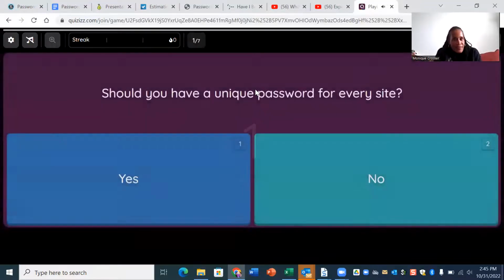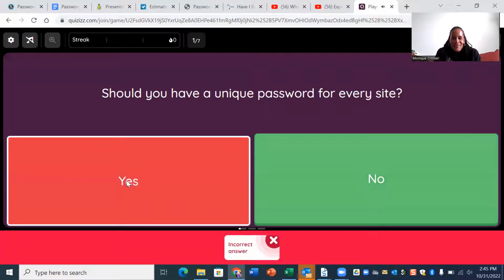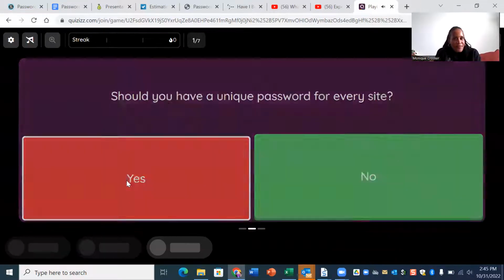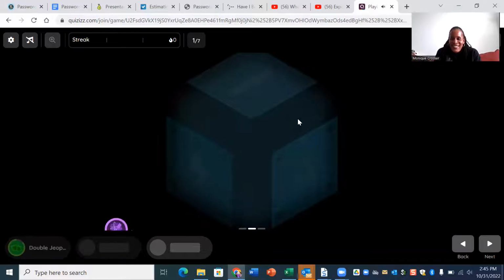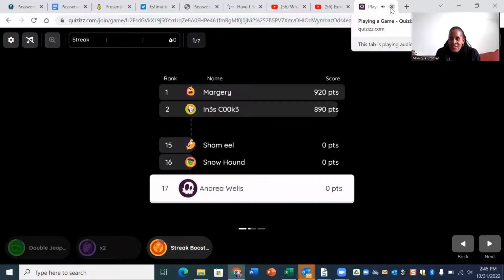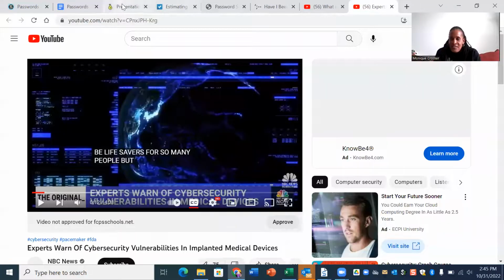And this is just a sample of what they do. Should you have unique passwords for every site? This is one of the topics that we were talking about. And of course, that's the answer. So, double jeopardy. You go through all 7 of these. That way they can test their knowledge on what's happening with that.